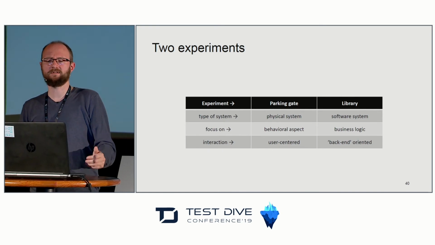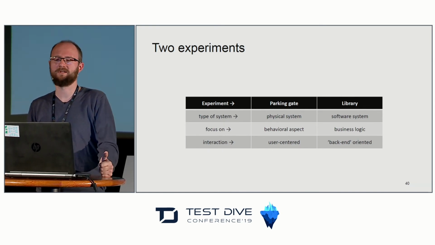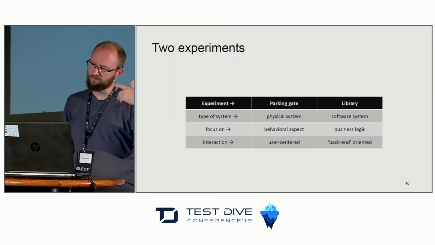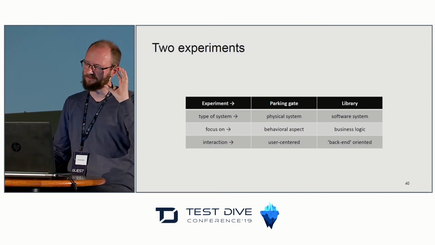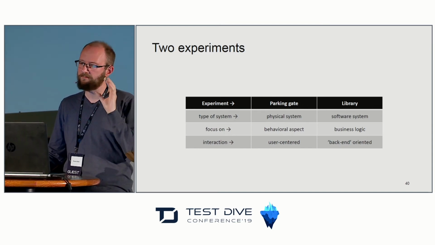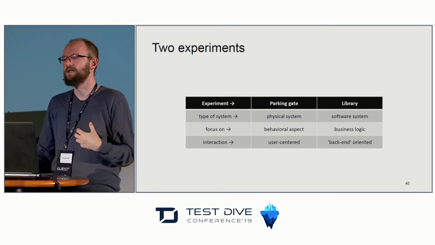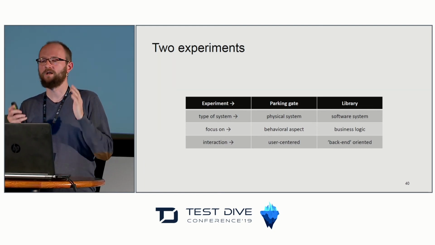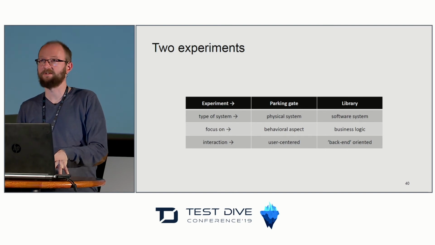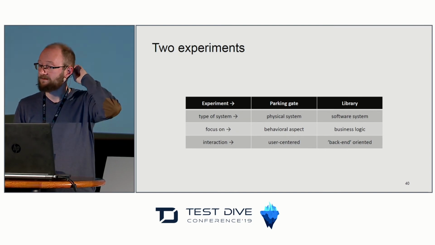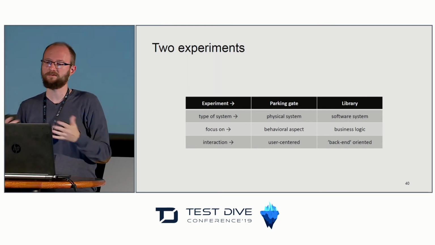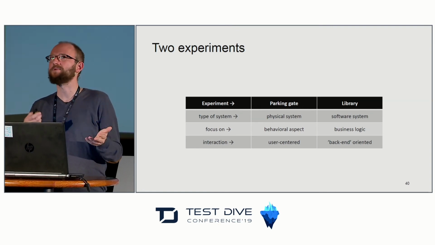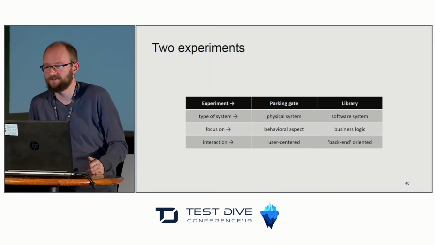The two systems they had to deal with: one was the parking gate. It's a physical system. The task was defined in a way that the students had to put more attention on some behavioral aspect of the system, and it was user-centered. The other one, the library, was a typical software system. The main thing there was business logic to check, and it was back-end oriented. So we took these two quite different projects to see if this technique works well on different types of projects, on different types of testers' tasks.